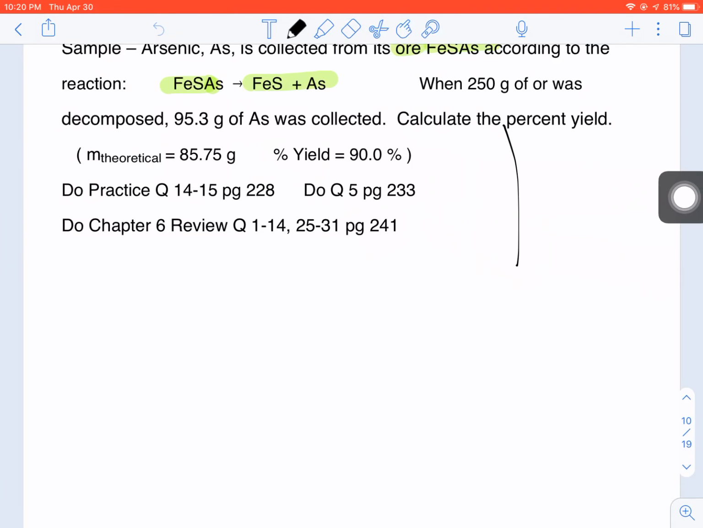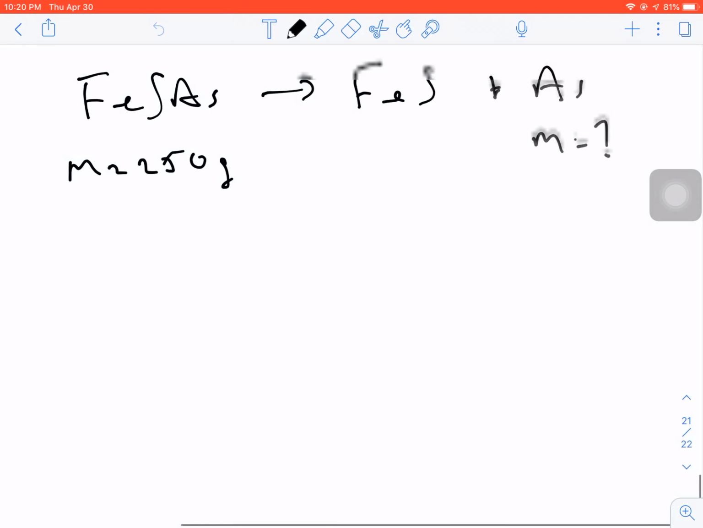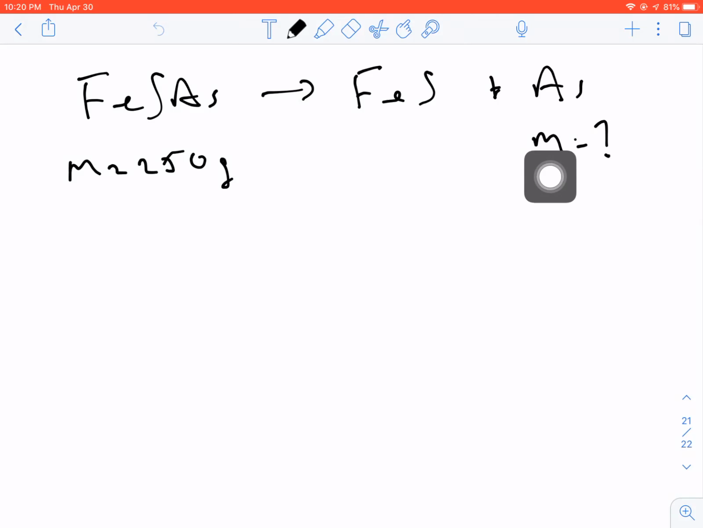So I'm going to go back to the question that we were doing a moment ago, and I'm going to try and figure out how much am I supposed to get when I do this lab. So to calculate the mass over here, I need to know number of moles and molar mass. I can look up my molar mass from the periodic table for arsenic. It is, if I can find arsenic, 74.92 grams per mole.